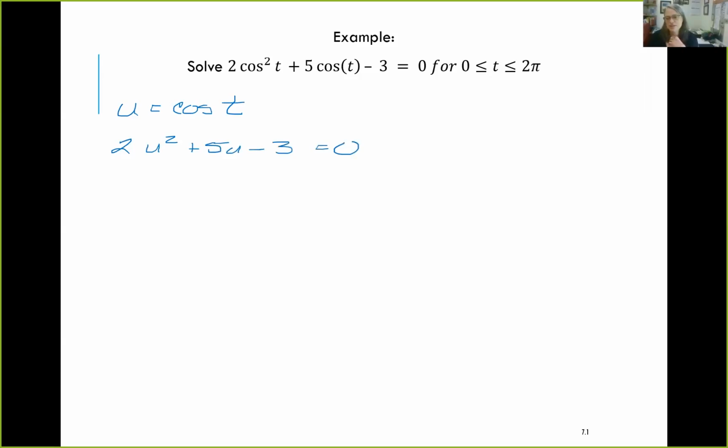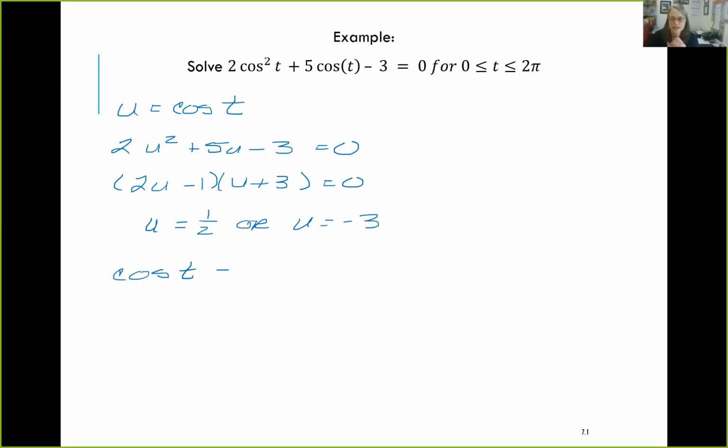This is again a quadratic equation. We've got a couple of ways that we can solve this. I factored it. This will factor as 2u minus 1 times u plus 3. You could also use a quadratic formula. But either way, you're going to get that u equals 1/2 or u equals negative 3, which means that cosine of my angle is going to be 1/2, or I'm looking for angles whose cosine are negative 3.